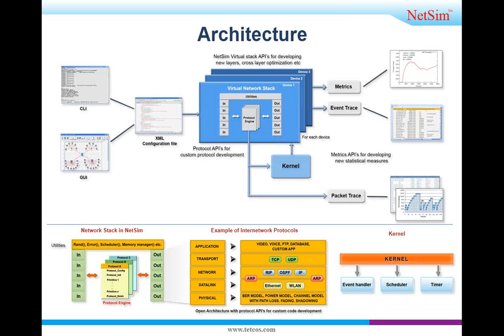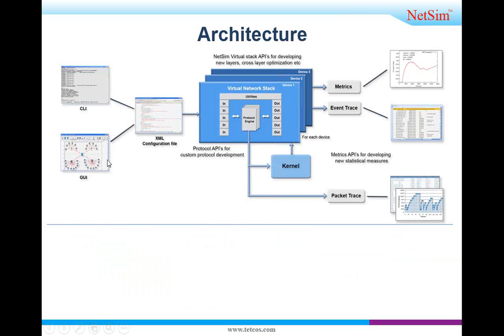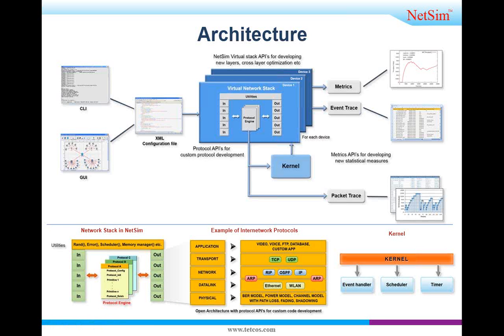You can see some network stack here, the virtual stack. Then there is CLI mode. It can be opened through a CLI or GUI mode, and it will create an XML configuration file. Using XML configuration is very easy to understand and very user friendly, so that's why we use the GUI mode only. After simulation through the virtual network stack, it will create metrics, an event trace, and a packet trace. All these are results which come after the simulation.